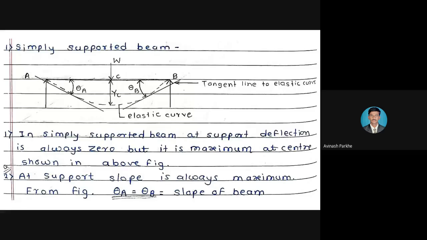So in case of a simply supported beam, where slope is maximum, where deflection is maximum, and where slope is 0 and where deflection is 0, that we are going to discuss. Similarly, in case of a cantilever beam, where slope is 0, where slope is maximum, similarly where deflection is maximum and where slope is maximum, that we are going to discuss.